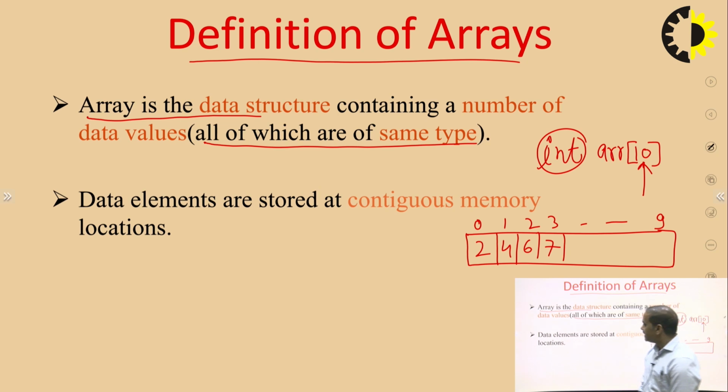The next point is data elements are stored at contiguous memory locations. Contiguous means in the same pattern we start with 0 and go on to 9. That means if we declare an array of size 10, then the memory allocated of size 10 is in a contiguous manner, one by one sequentially. That memory location is called contiguous memory location.